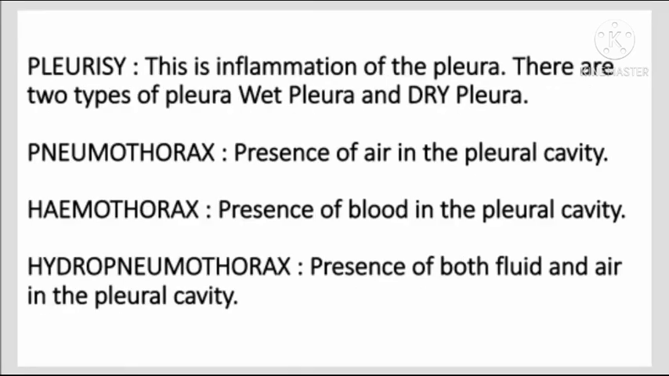Pleurisy. This is inflammation of the pleura. There are two types of pleurisy, wet pleurisy and dry pleurisy. Pneumothorax. Pneumo means air, the presence of air in the pleural cavity. Hemothorax. Hemo means blood, the presence of blood in the pleural cavity. Hydropneumothorax means the presence of both fluid and air in the pleural cavity.